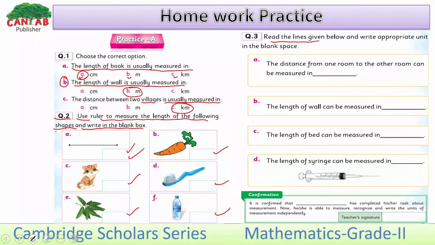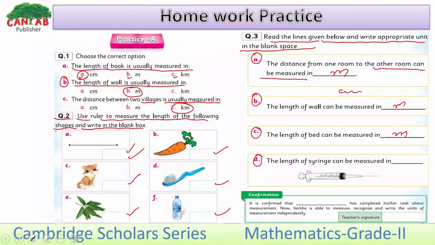Read the lines given below and write the appropriate unit in the blank space. The distance from one room to the other room can be measured in meters. M for meters, cm for centimeters. So write M for meter and cm for centimeter. The length of a wall can be measured in meters. The length of a bed can be measured in meters and centimeters as well. So we will write meters. The length of a syringe can be measured in centimeters.